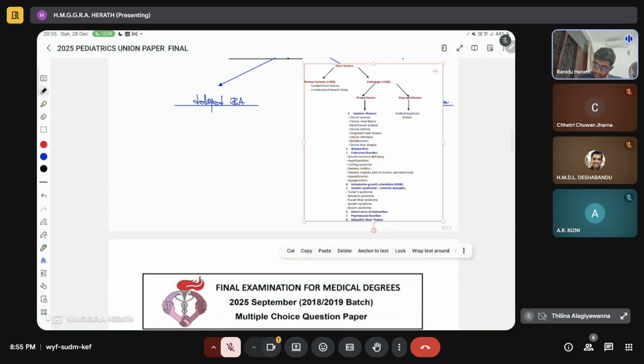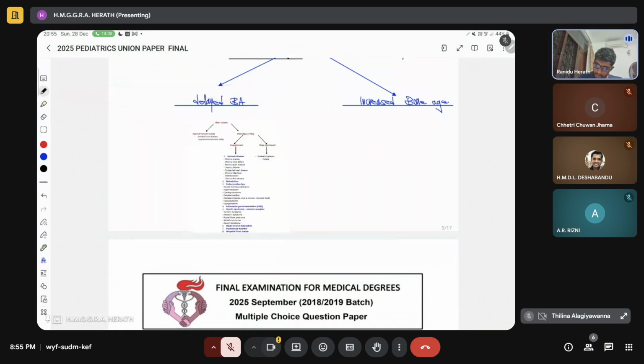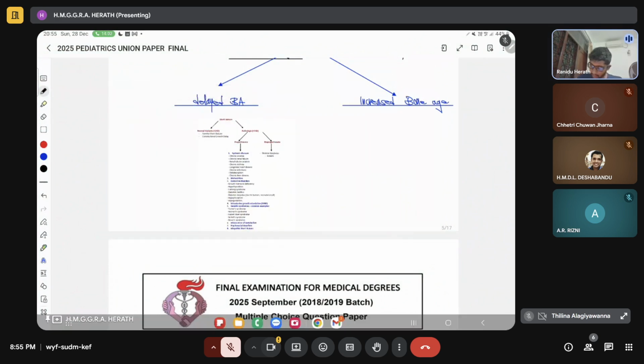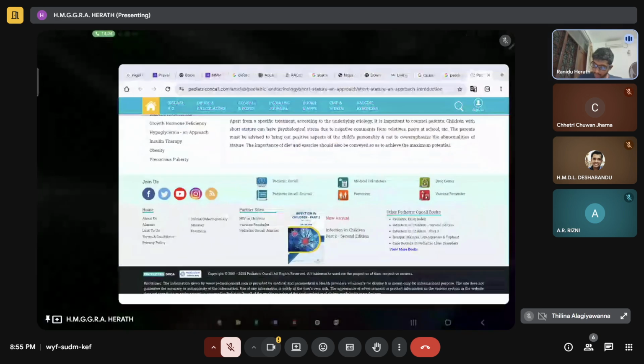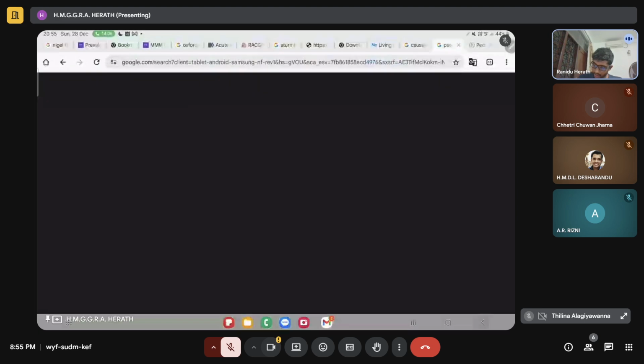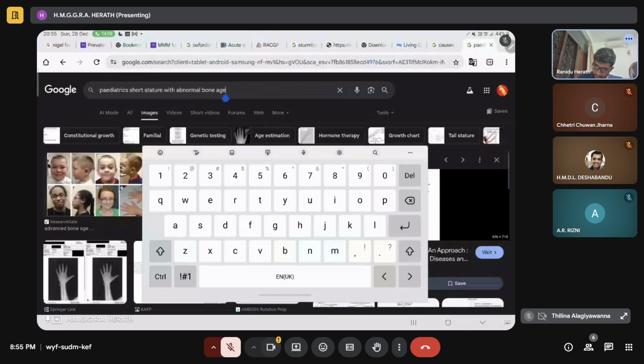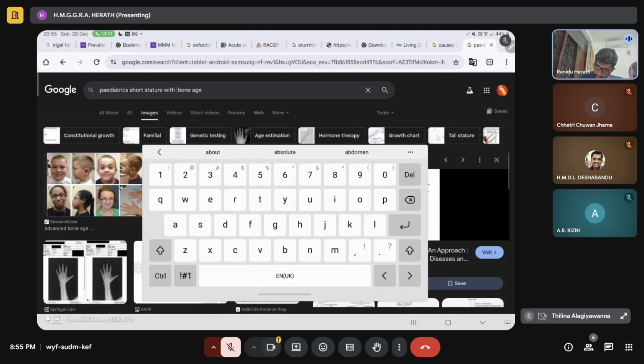This is a list of conditions which lead to short stature. We'll see them with increased and decreased bone age.